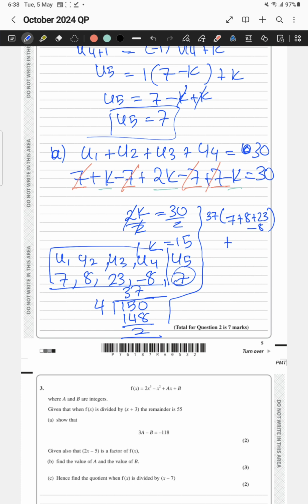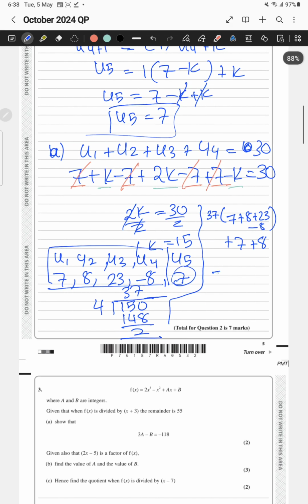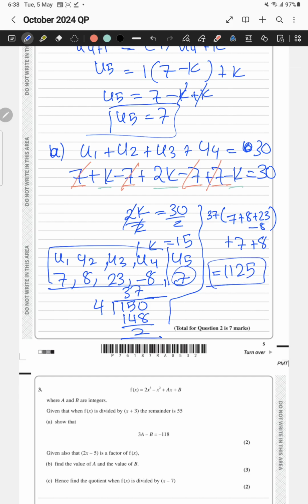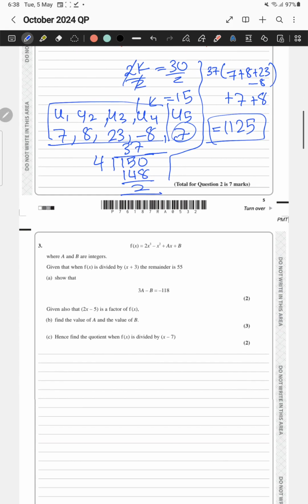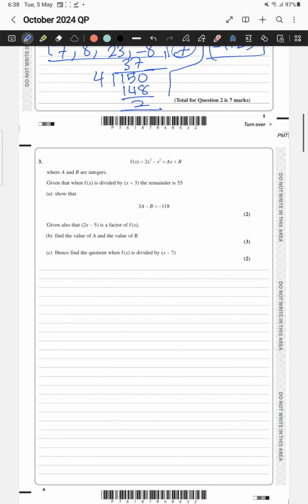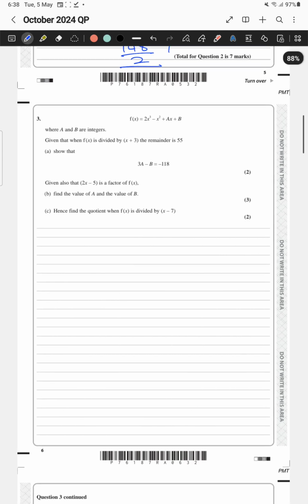So this is going to be 7 plus 8. So 37 times by 7 plus 8 plus 23 minus 8 plus 7 plus 8 is going to be 1125, and that's the final answer. Oh, and now here we go, we have a third question.